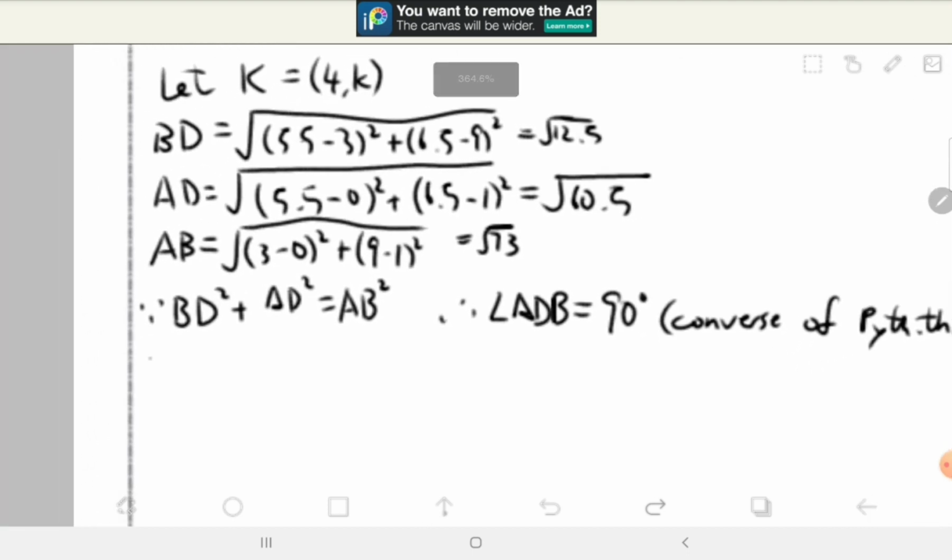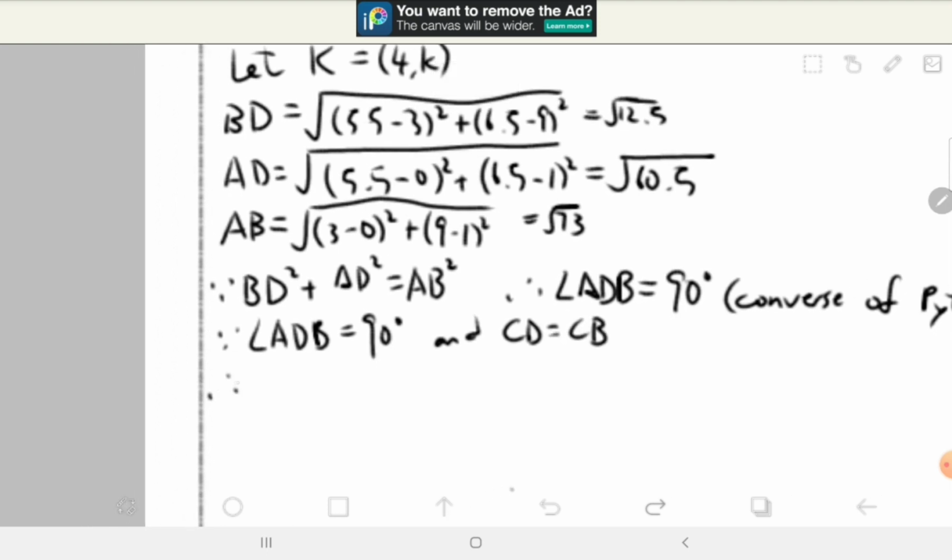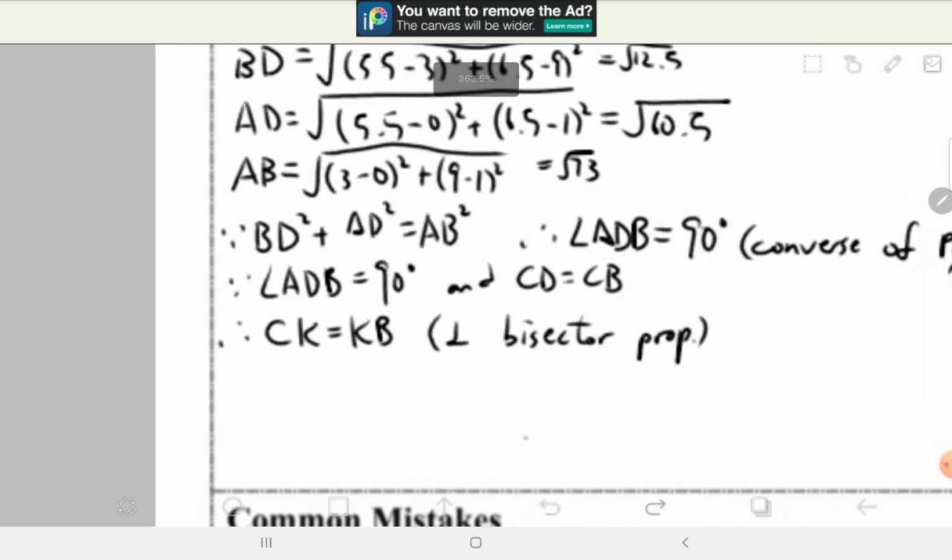And then, because angle ADB is 90 degrees, after we prove that, and CD equals CB given by the question, we can use the perpendicular bisector property to prove that CK equals KB. Write down the reason here. And then, therefore, we can calculate the length of KB: 9 minus 4 equals 5 units.